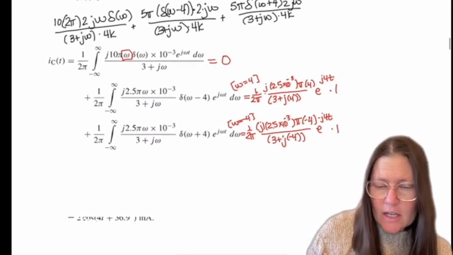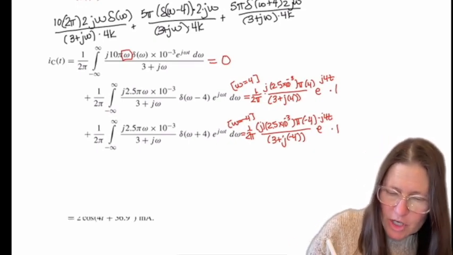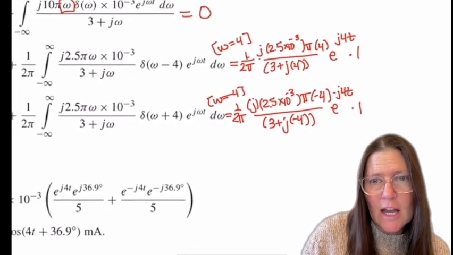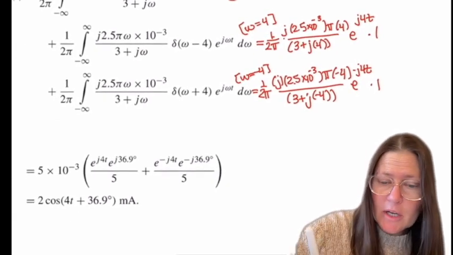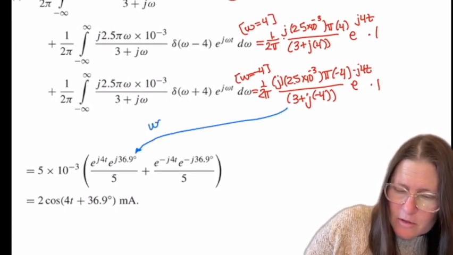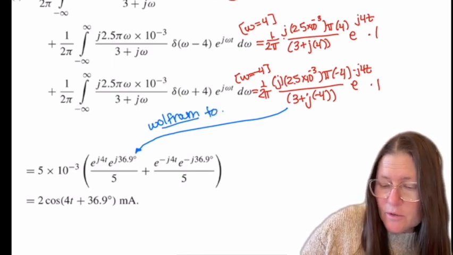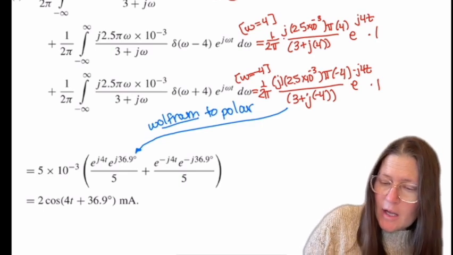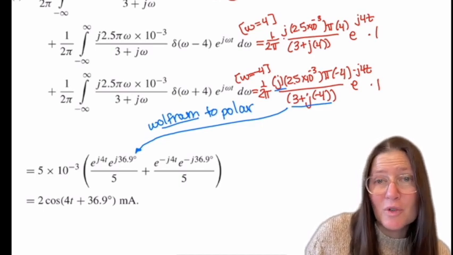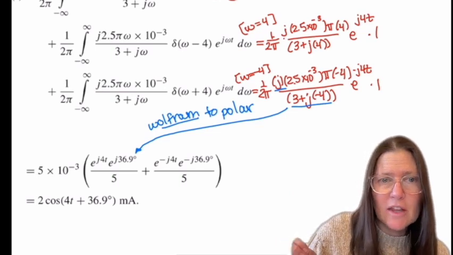And so now these are in the time domain, and so we want to change this over from the rectangular form into a polar form. So for that, we can use Wolfram to convert to polar from the rectangular form. And so it's going to be j over 3 minus 4j for this one. And then all of the other values can be multiplied together.